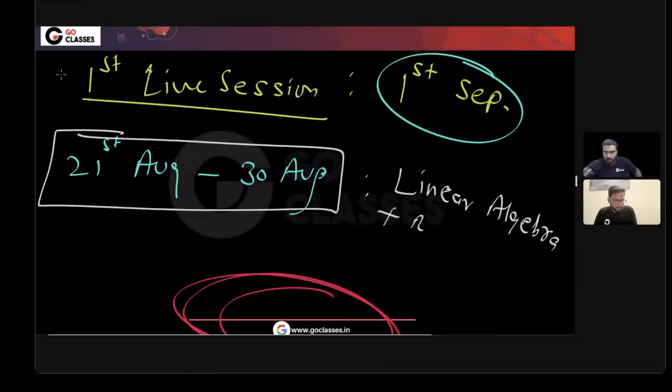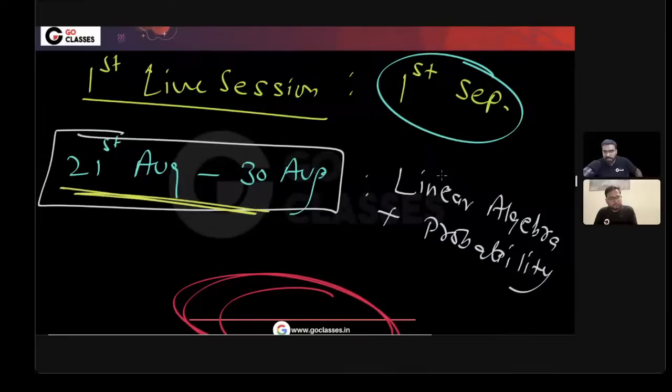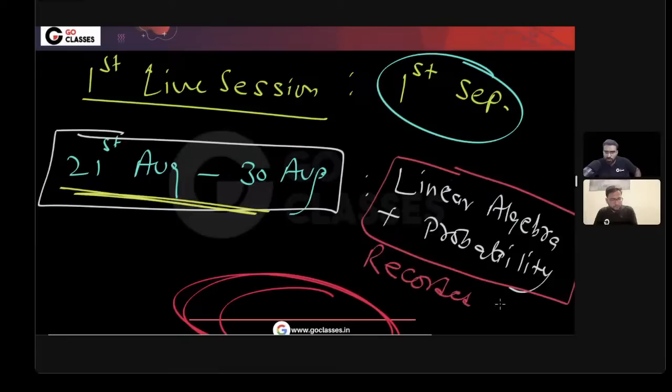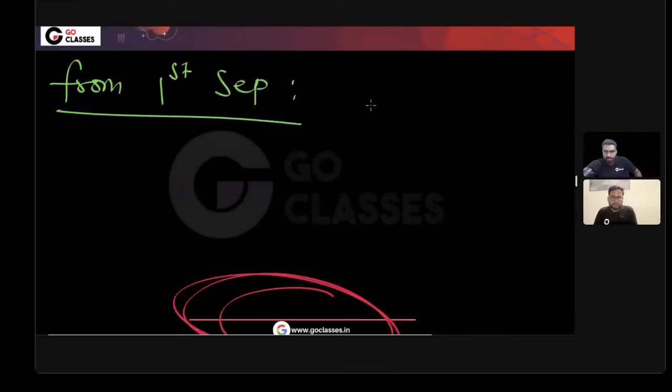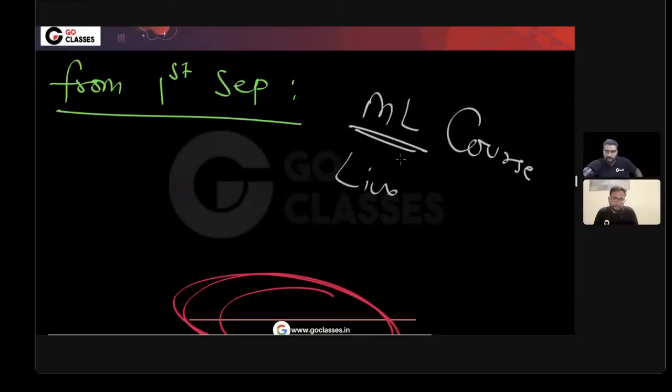Recorded lectures will be provided to you. So in these 10 days, linear algebra plus probability recorded lectures will be provided to you. And the first live class will happen from 1st September. What will happen? Machine learning will start. From 1st September, this ML course will start live.